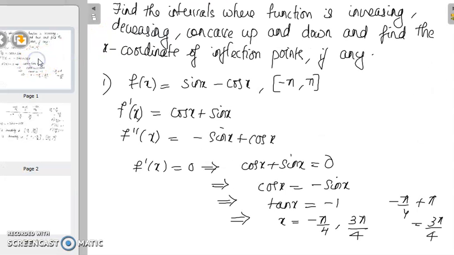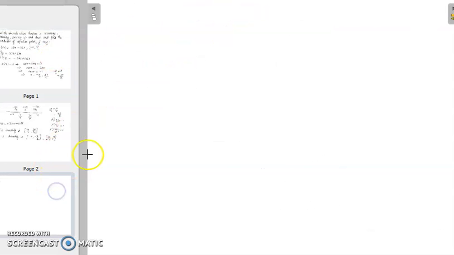Now, our f double dash is minus sin x plus cos x.